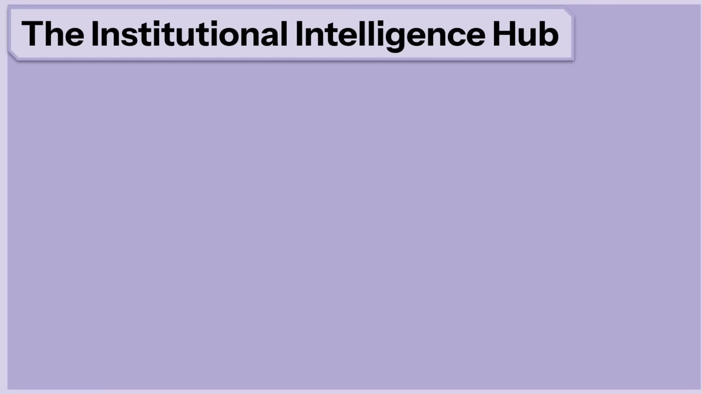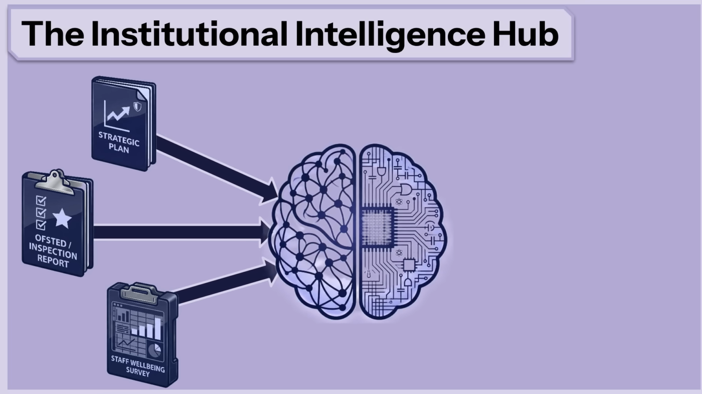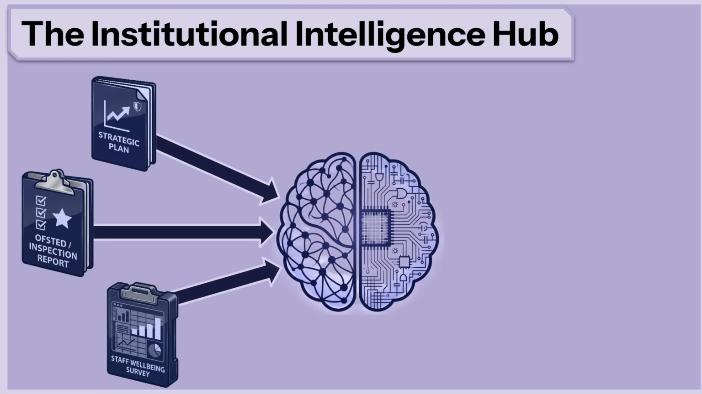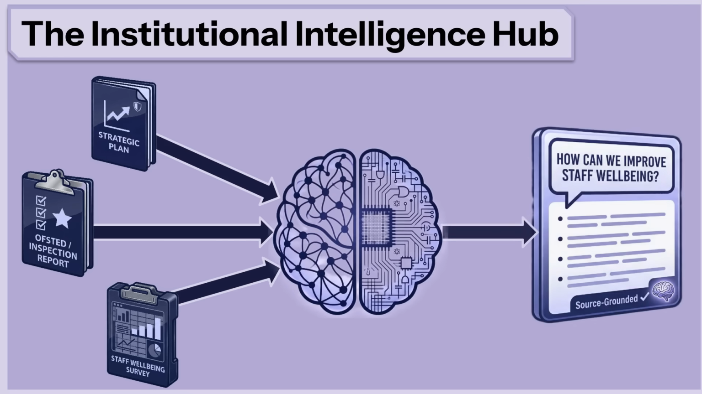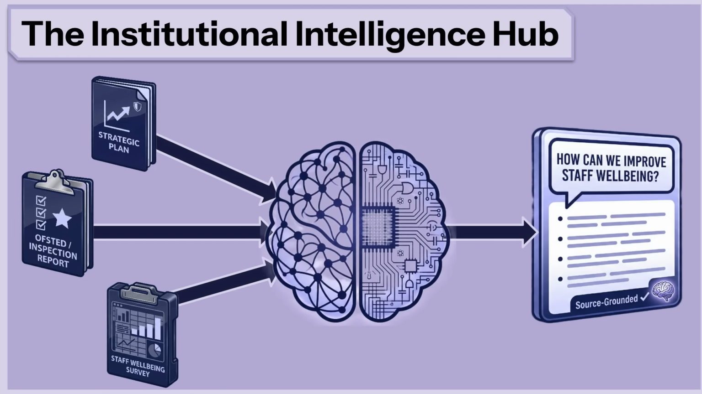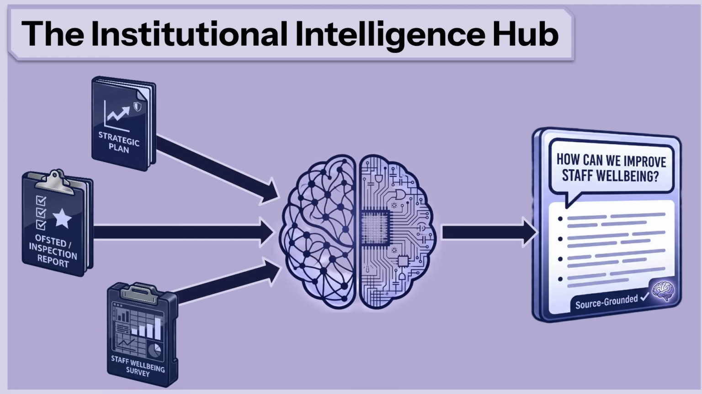Well, most school data stays in silos. Your strategic plan is in one PDF, your last inspection report is in another, and your staff survey results are buried somewhere in a spreadsheet. To lead effectively, you need synthesis. NotebookLM doesn't just summarize these documents, it connects them. It allows you to ask, based on our survey results, where does our current strategic plan fail to address staff well-being? It turns a pile of paper into a queryable brain.